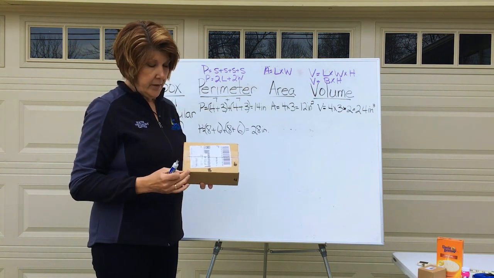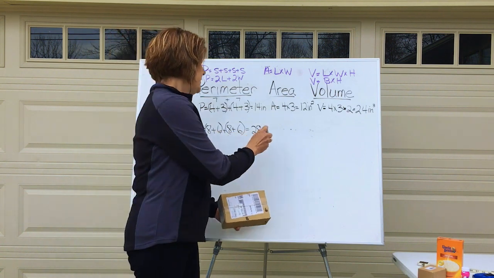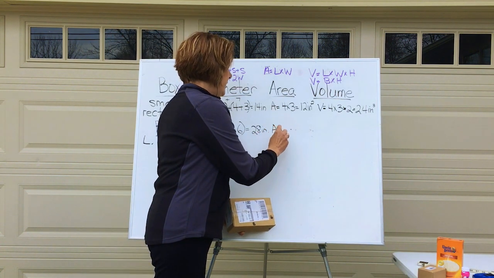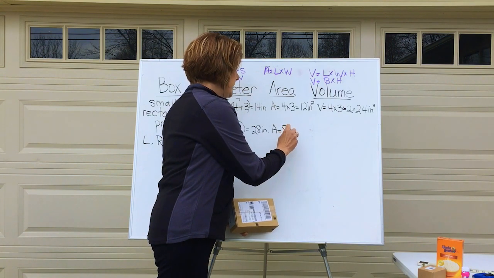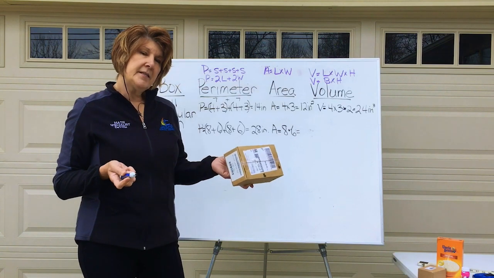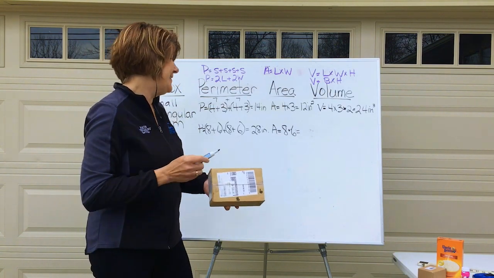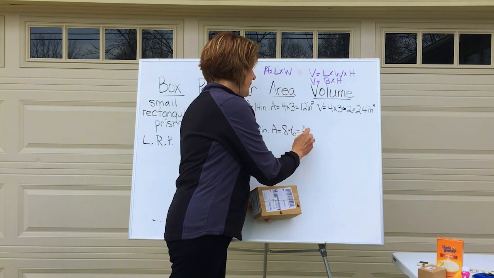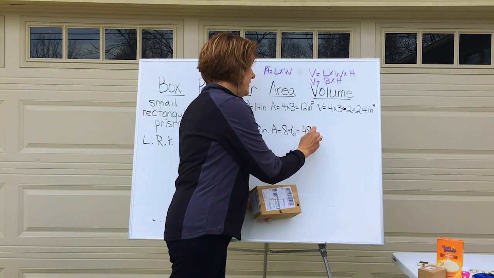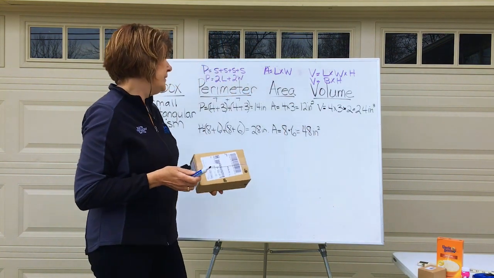Area. Area equals length times width. Length is 8, width is 6. We're getting the hang of this. Area equals 8 times 6. 8 times 6, 6 and 8 went on a date. They came back with 48. 8 times 6 is 48. Our units, inches squared. Put that little 2 up there.